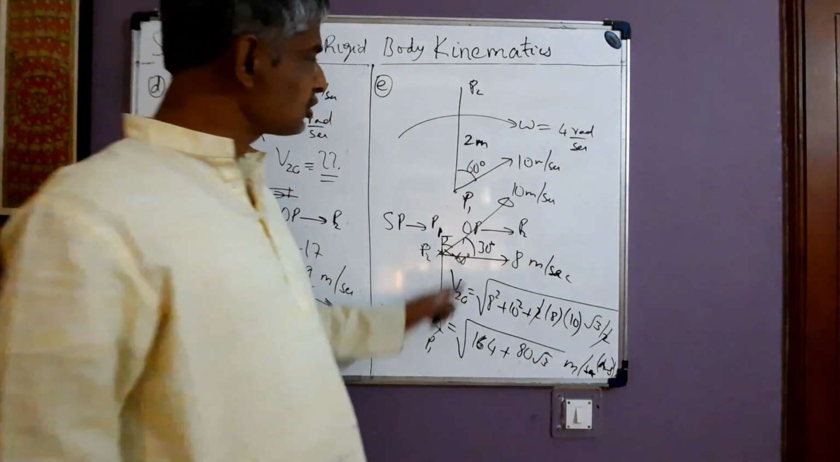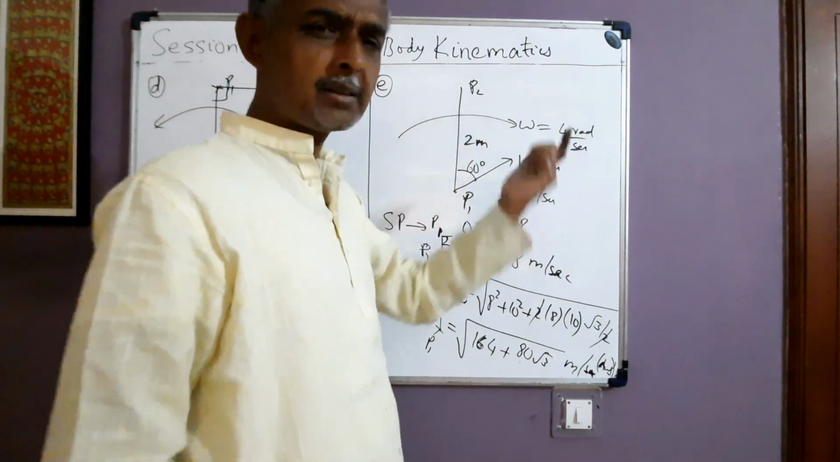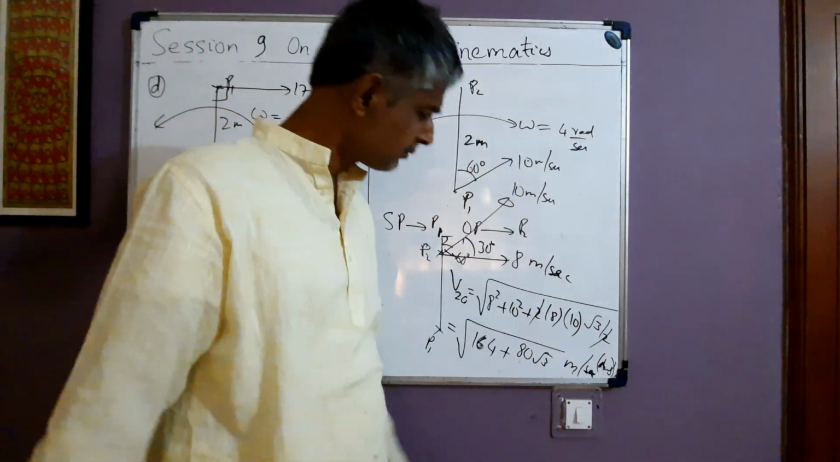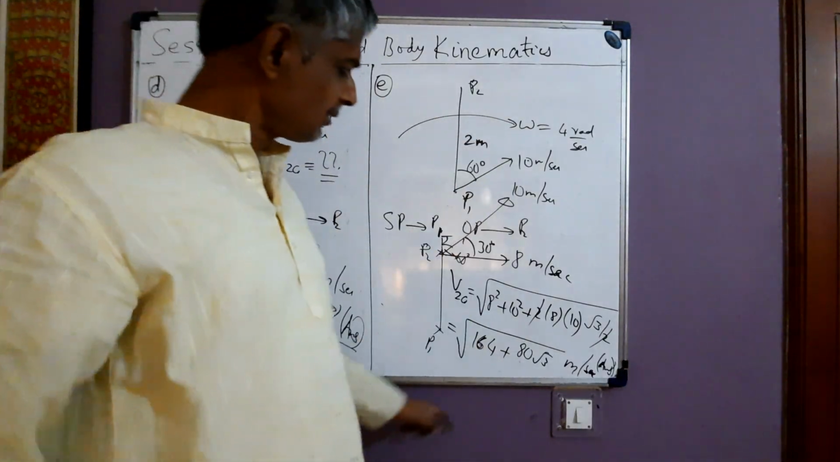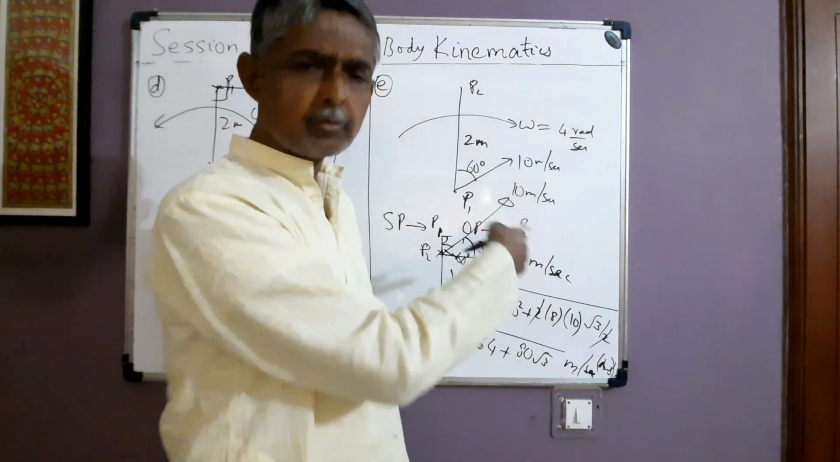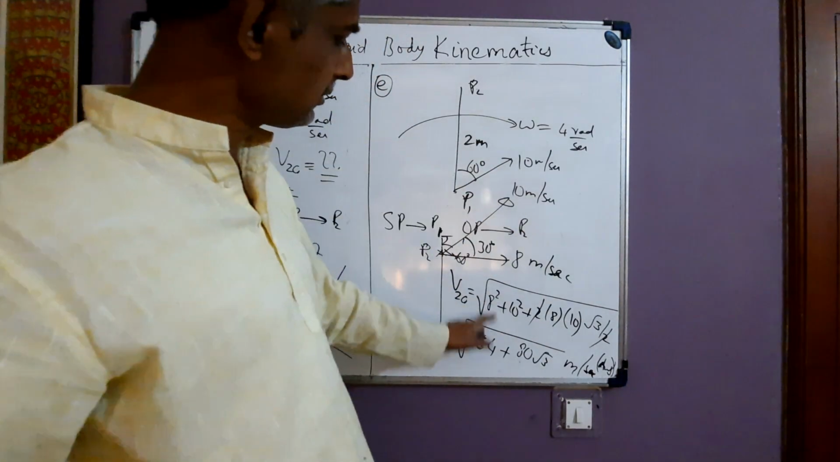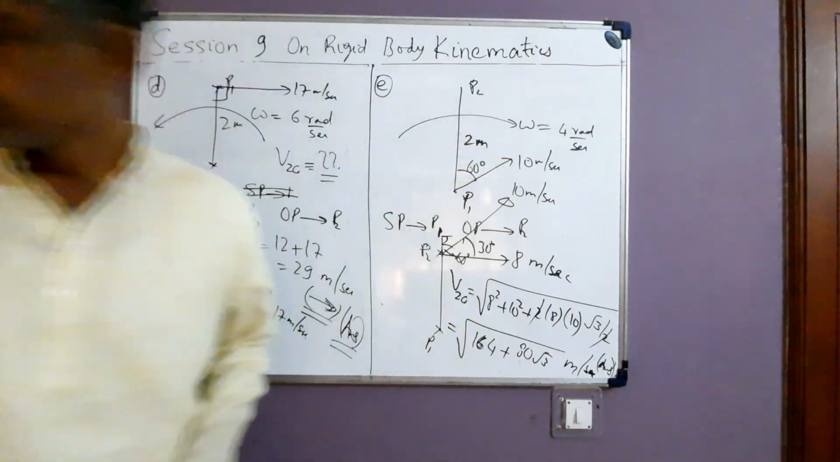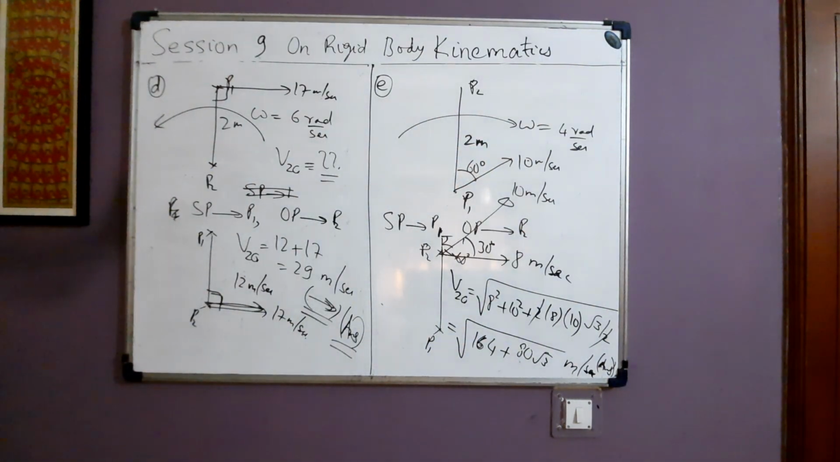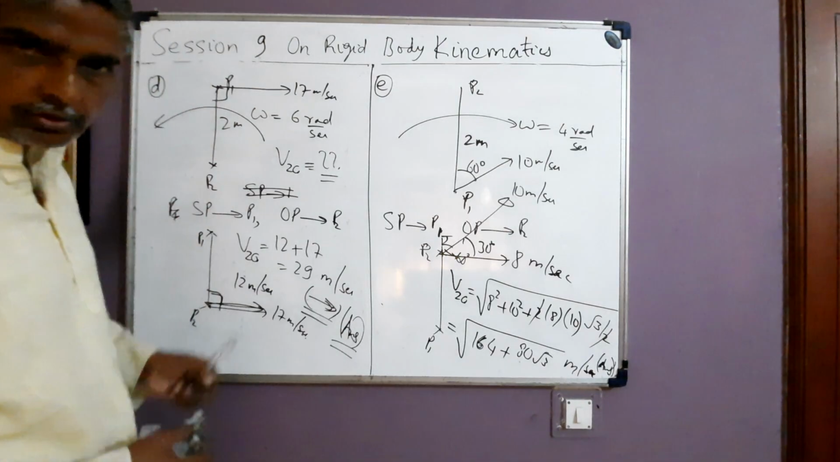Now the direction of V2G can be found from the vector concept, but you can leave that because we are just interested in magnitude. In the previous part we found the direction also because it was obvious by inspection, but here you have to calculate it. So you can leave that. This magnitude is to be calculated. Fine.